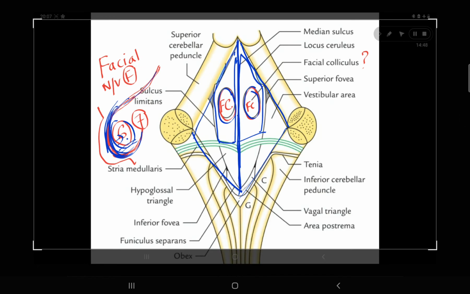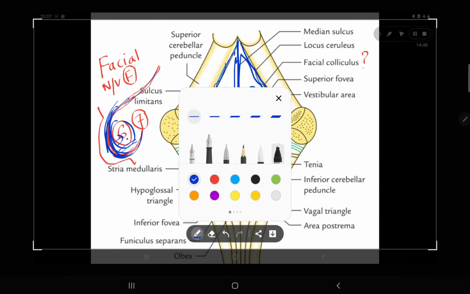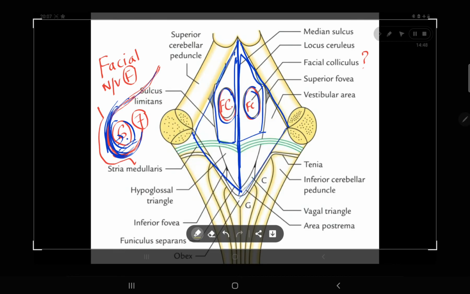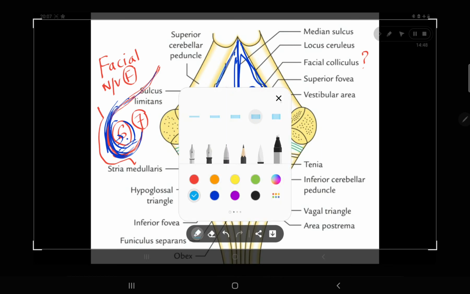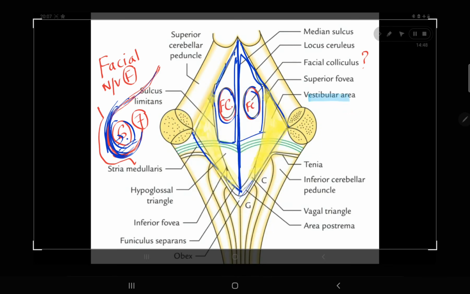And now you can see lateral to this facial colliculus one triangular area. This triangular area is extending from pons to medulla. Not only in pons, this triangular area is extending from pons to medulla, and this triangular area is called your vestibular area.